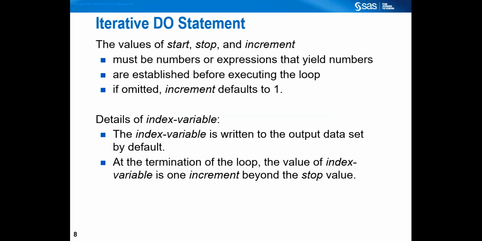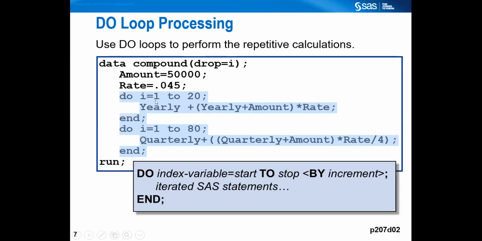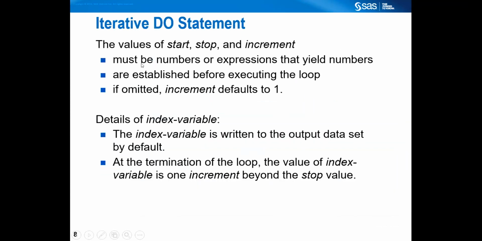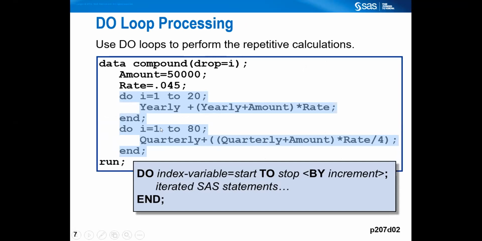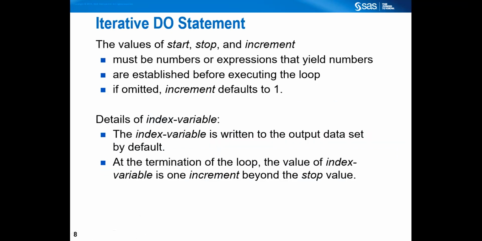So let's understand. It's telling the value start, stop, and increment. That means this start, stop, and increment which you provide must be numbers or expressions that yield numbers, established before executing your loop. If omitted, it gets incremented default to 1. That is, between this, it increments default to 1 if you do not write by increment. So these are numeric values with start and stop.